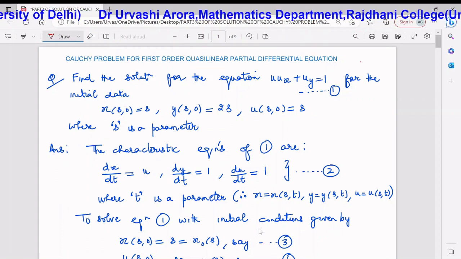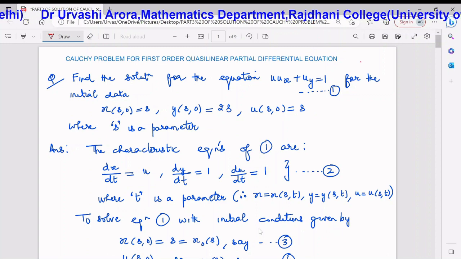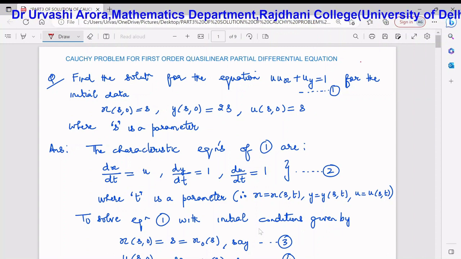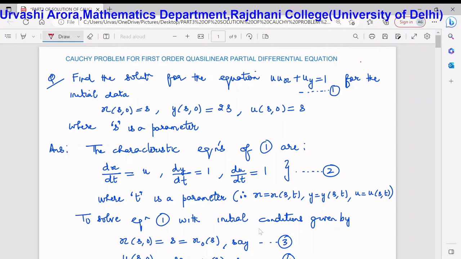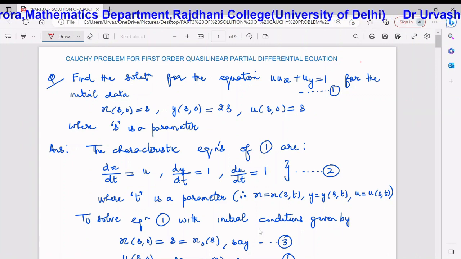In this particular video, we are going to solve Cauchy problem for a first order quasi-linear partial differential equation, but the initial conditions or the Cauchy conditions will be in parametric form. So the question is how to tackle such type of Cauchy problems. Now let me consider a question in this regard.